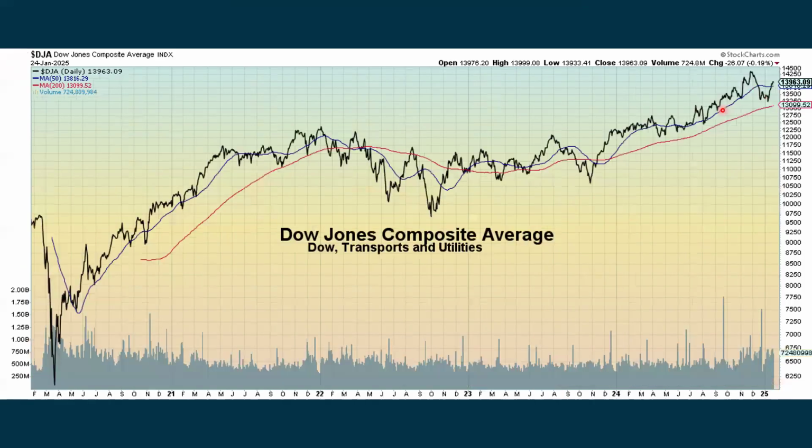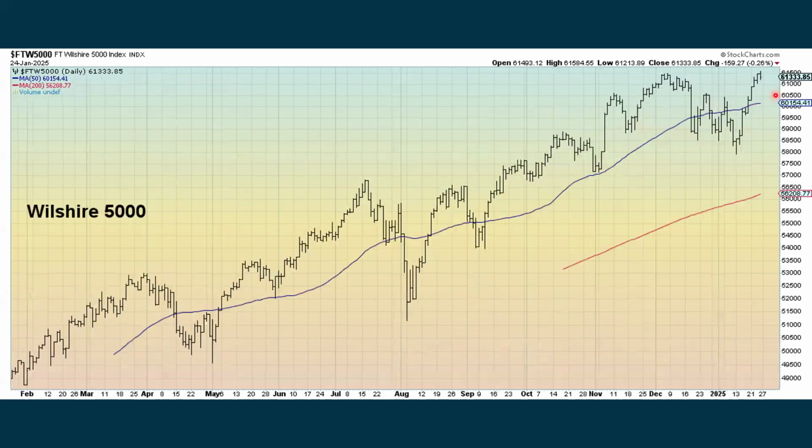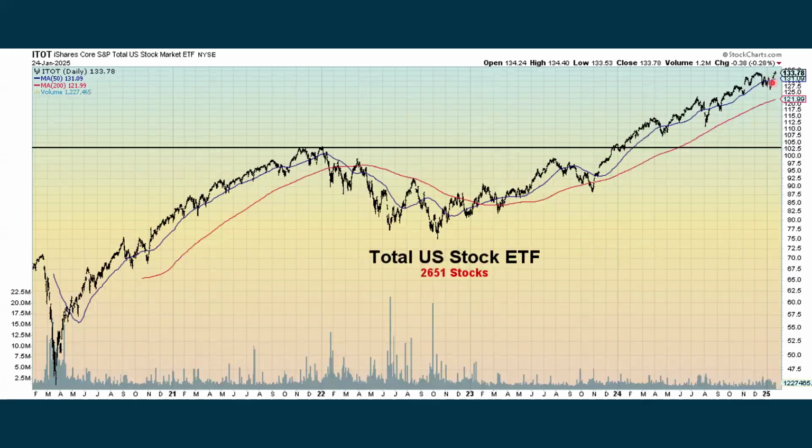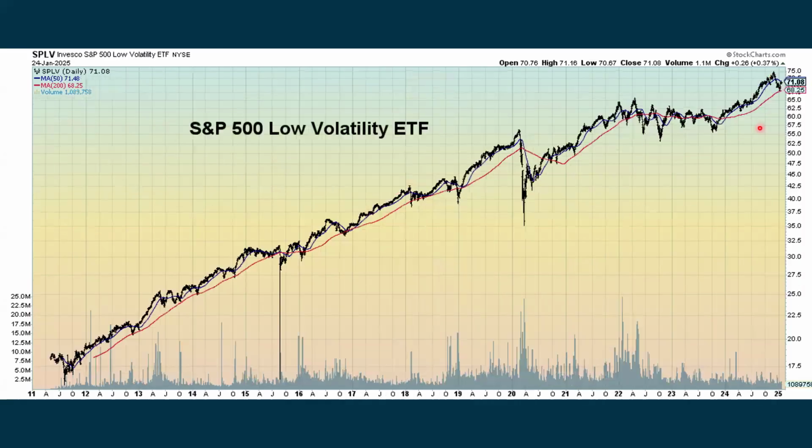The Dow Jones Composite Average, which takes the Dow, the transports, and the utilities and puts them together, is still in an uptrend, had been pulling back, now is showing some improvement. The Wilshire 5000, a broad market measure, is coming off of setting an all-time high. And the total US stock ETF also set a new all-time high this week and is still looking pretty solid there.